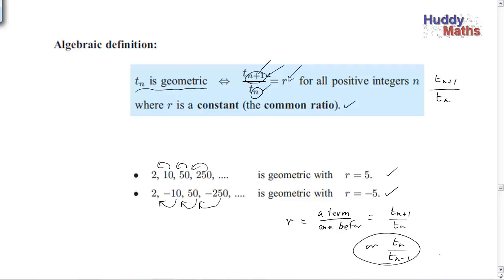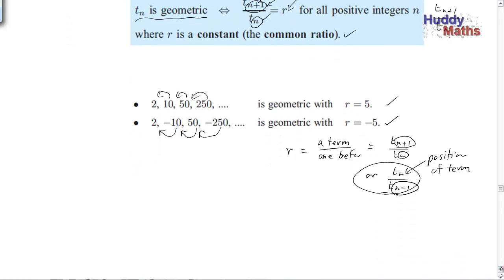Okay, using our subscript as meaning the number of the term, or the position of the term. So if you're at the n position, what's before it? N take 1. If you're at the n plus 1 position, before it is the n. Okay, get the idea. Interesting jargon there, interesting notation.